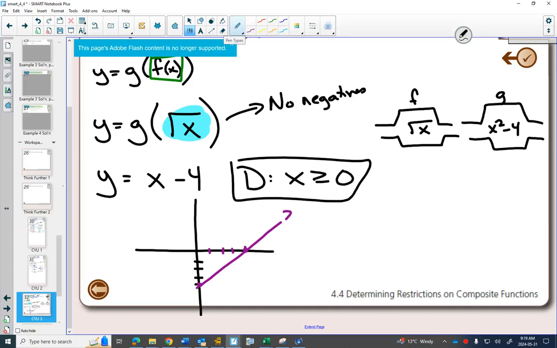f is like, no, negative stuff makes me feel sick. I'm not going to eat any negative numbers. Only positive numbers for me. Very fussy f. So as a result, since it has to go into f first and then into g, even though the explicit equation is fine, it's just x minus 4, there was an initial restriction on f, so that's why we can only have x bigger than or equal to 0.